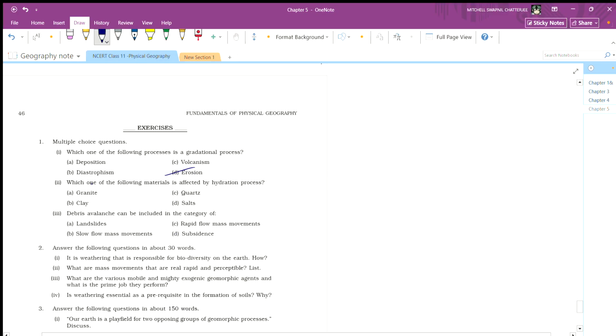Which of the following materials is affected by hydration? I think salt is mostly affected.